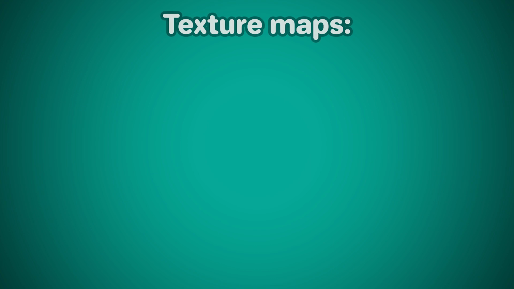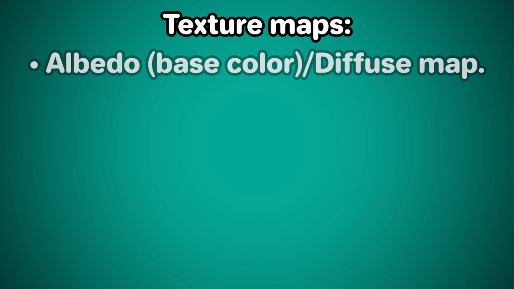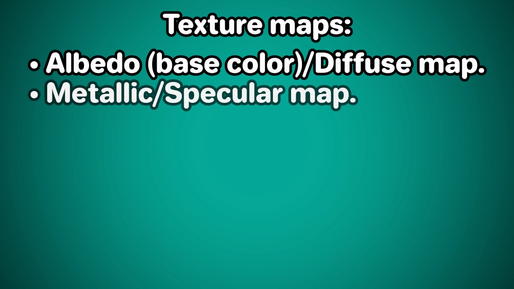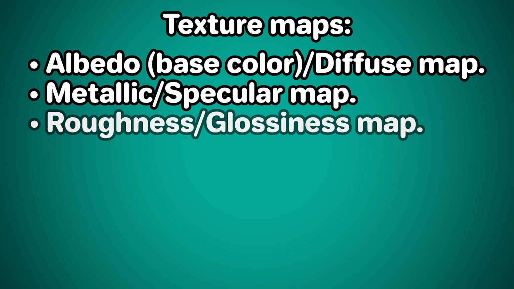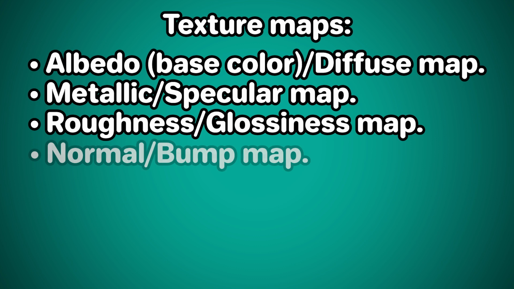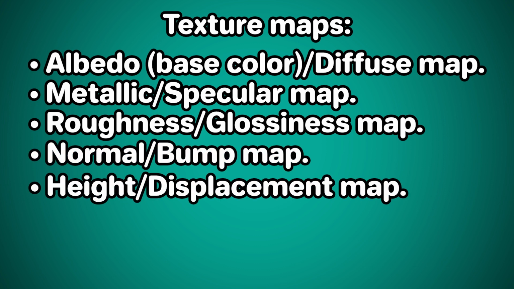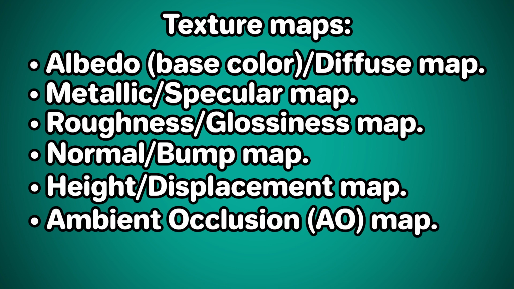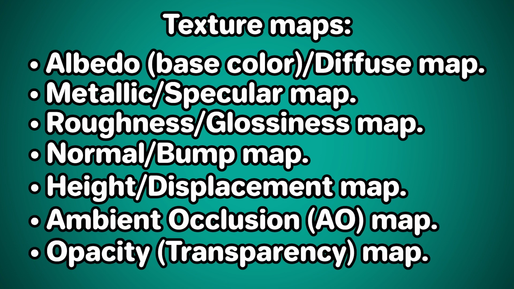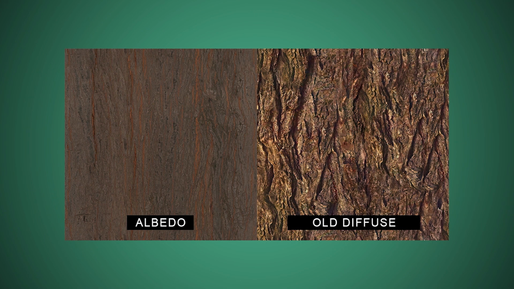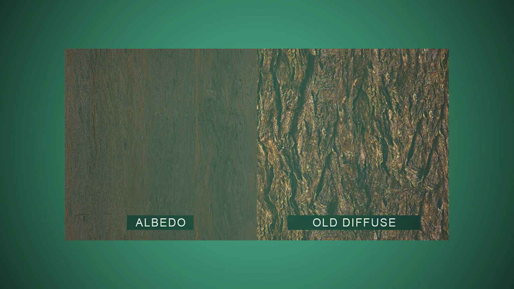These are the following texture maps: Albedo, also known as base color or diffuse map, metallic or specular map, roughness or glossiness map, normal or bump map, height or displacement map, ambient occlusion, and opacity map. I'm going to start with albedo and diffuse maps.